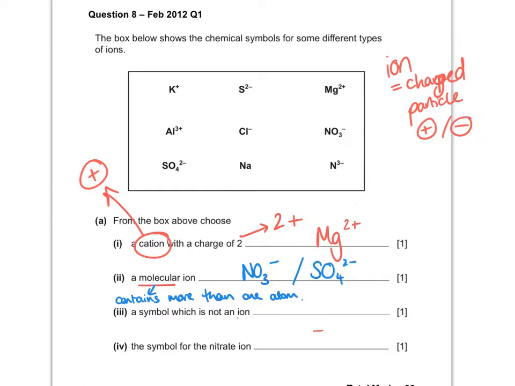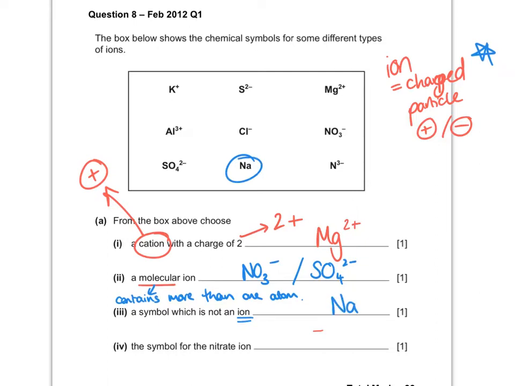A symbol which is not an ion: well, if I go back to my definition here, an ion is a charged particle. So any of those particles that have a charge on them are ions. So the only one that does not have a charge is Na.